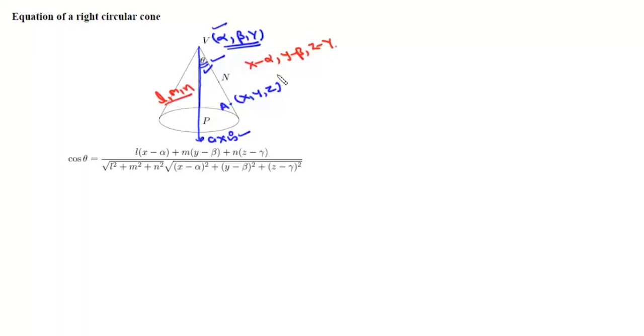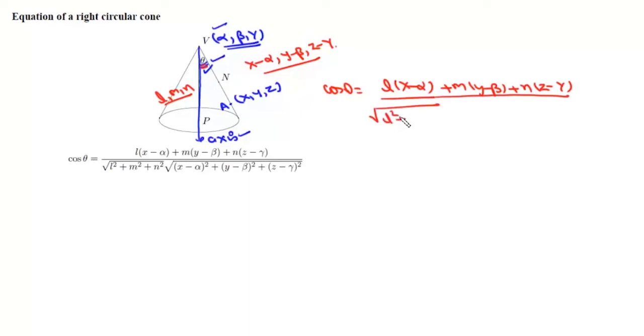Now once we have the direction ratios of two lines, we can find the angle between them, and it'll be given by cos theta equal to a1 a2, so it'll be L(x minus alpha) plus M(y minus beta) plus N(z minus gamma) upon under root of L square plus M square plus N square into under root of (x minus alpha) square, (y minus beta) square and (z minus gamma) square. And this is the equation of a right circular cone.